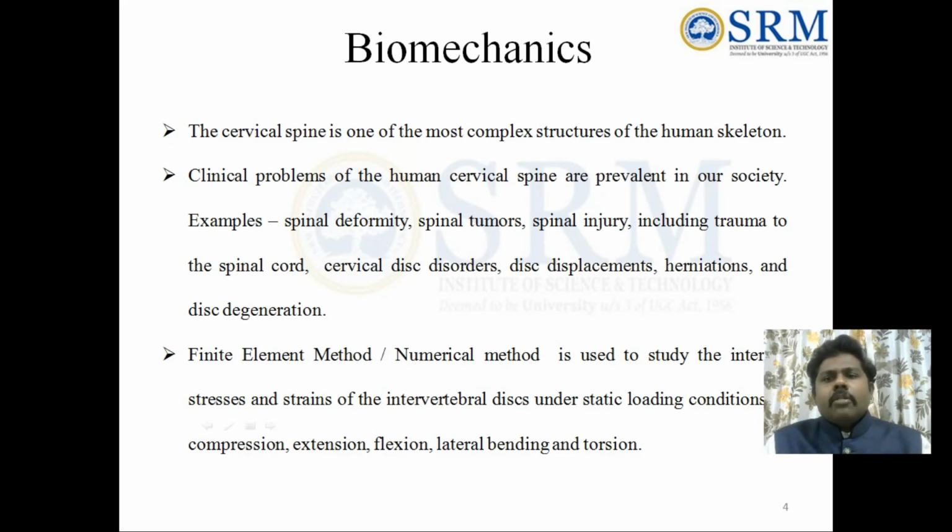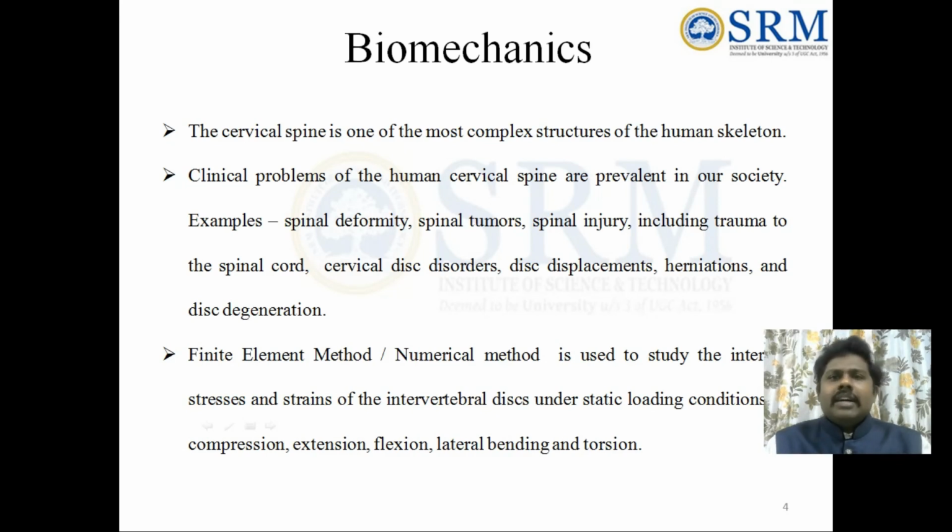Now, clinical problems of the human cervical spine are common in our society. For example, persons who sit for a long time face problems like pain. Those who sit for a long time at computers face neck pain. And those doing hard work have problems in the lumbar spine, and probably they will have back pain. So these are common problems in our society.